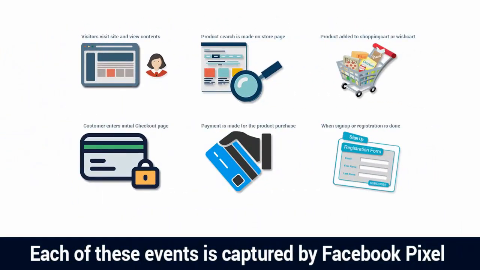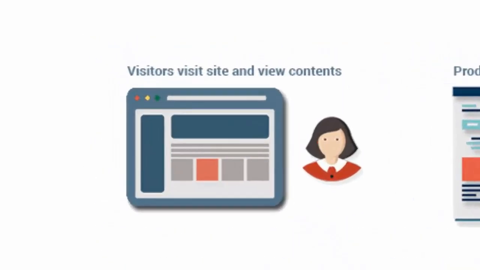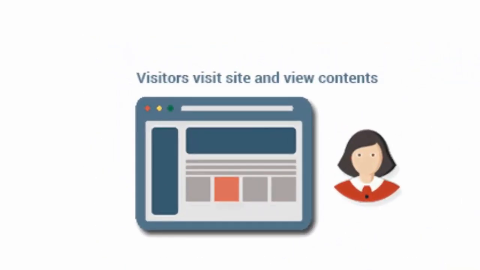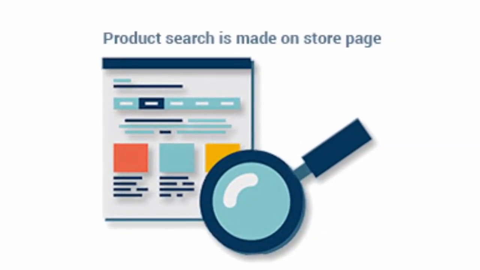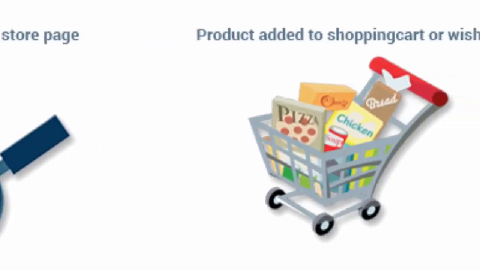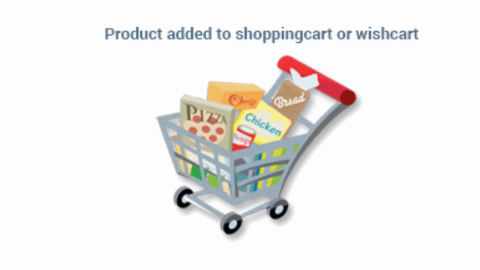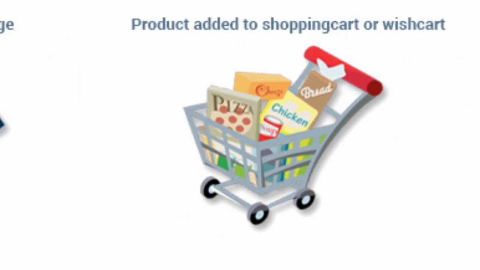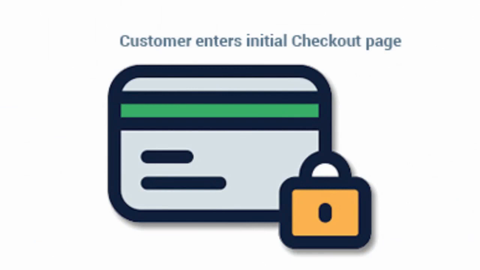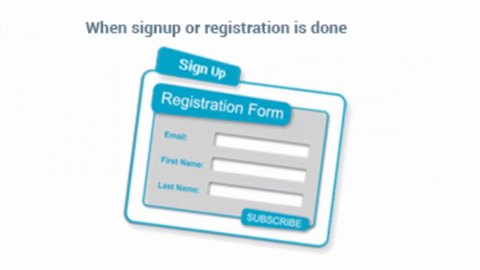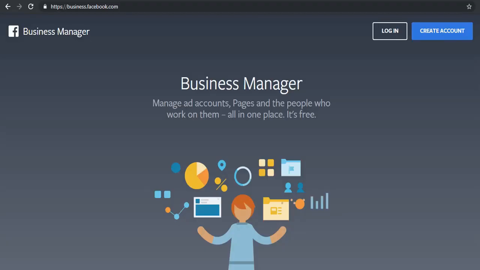Facebook Pixel records events that take place in your website or store, like when someone visits your site page, views the content page, a search is made for a topic or product, a product is added to the shopping cart, or added to a wish list, someone enters the initial checkout page, makes a payment, completes a purchase, or a sign up or registration is made in your site, and more. First, create Facebook Pixel in Facebook business account.